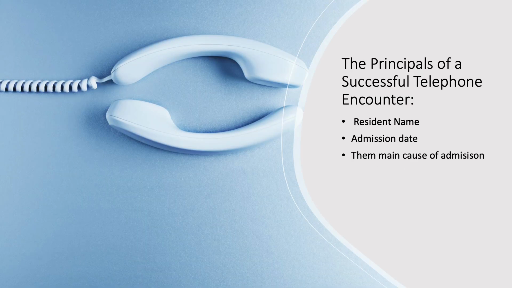The principle of a successful telephone encounter is based first on information: who the patient is. That's number one. The resident name is very important. A lot of the time the physician asks you over the phone, who's the patient? Is this my patient or does this belong to somebody else? Is it a patient for us or for Kaiser or another HMO system?